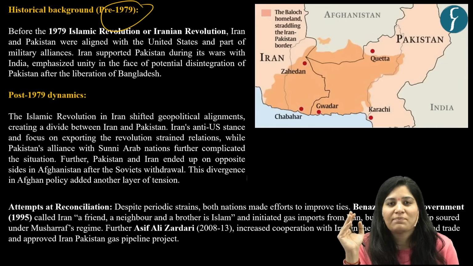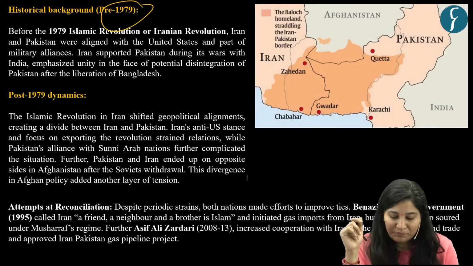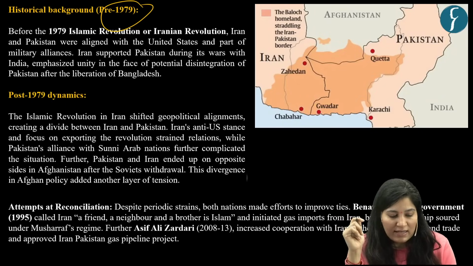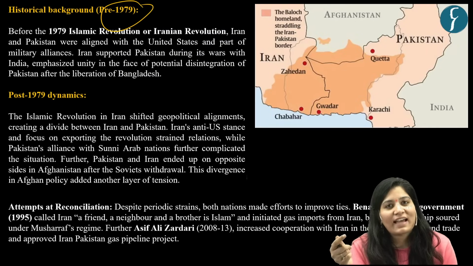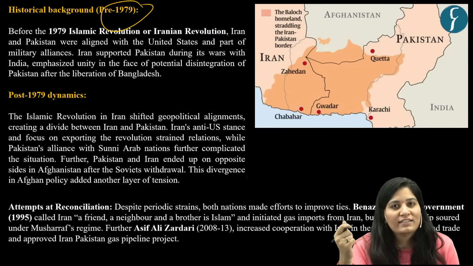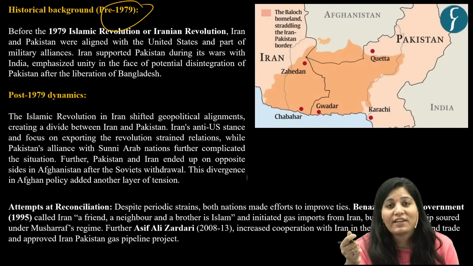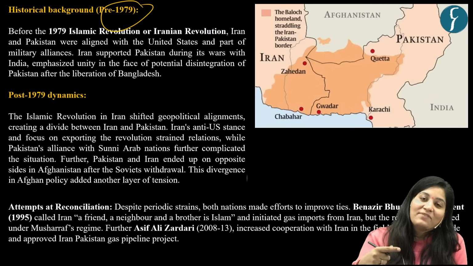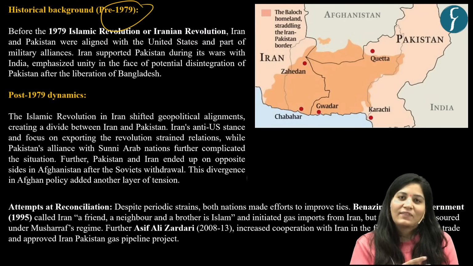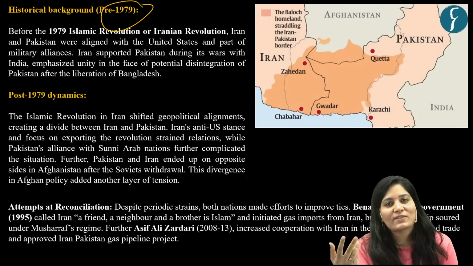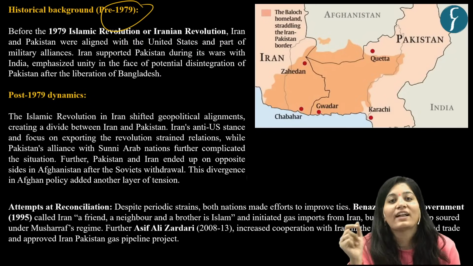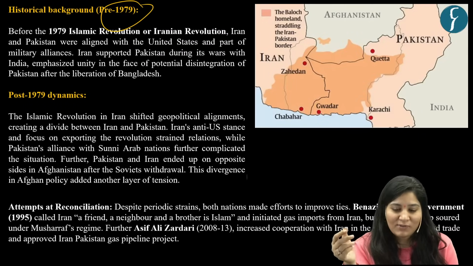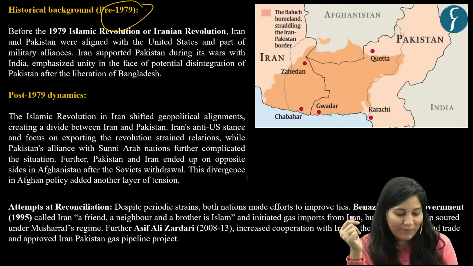So they both accuse each other of supporting militancy for the same. Got it? So when Iran attacks, Iran claims that they attacked a terrorist base in Pakistan. And when Pakistan does the same thing, they also say that they attacked a terrorist group based in Iran. That's how this issue is going on.